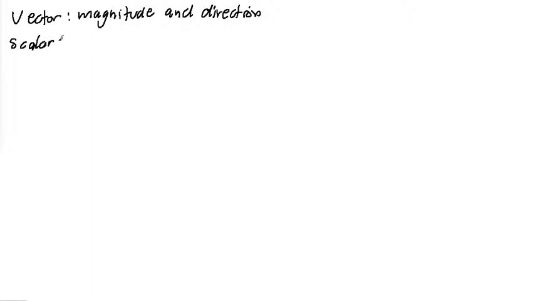So let's start by defining what each thing is. A vector has two components: it has a magnitude and a direction. On the other hand, a scalar only has a magnitude.